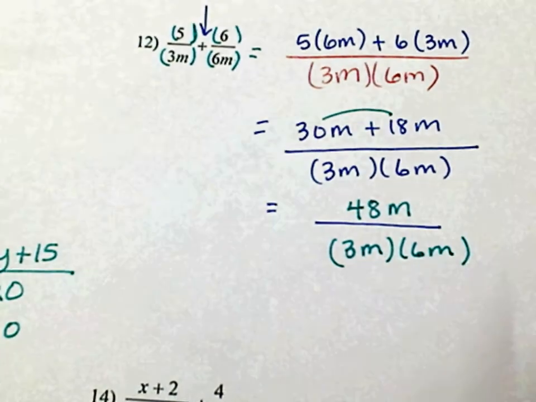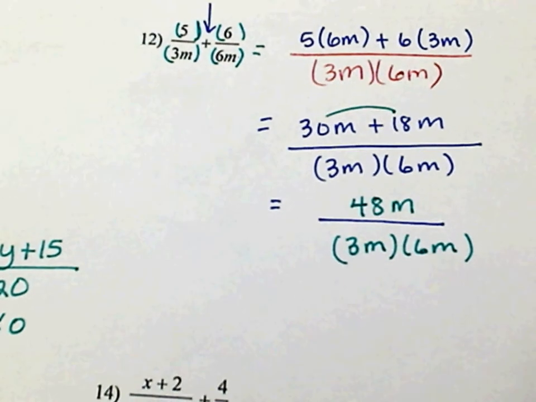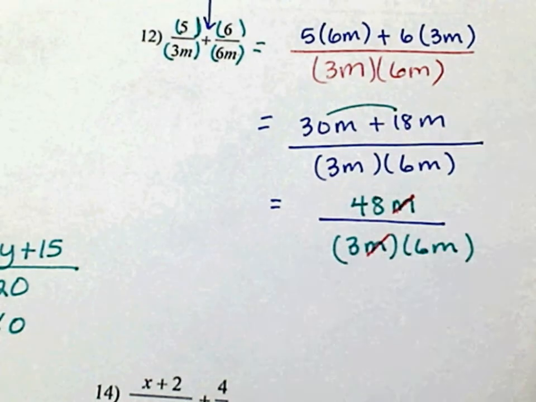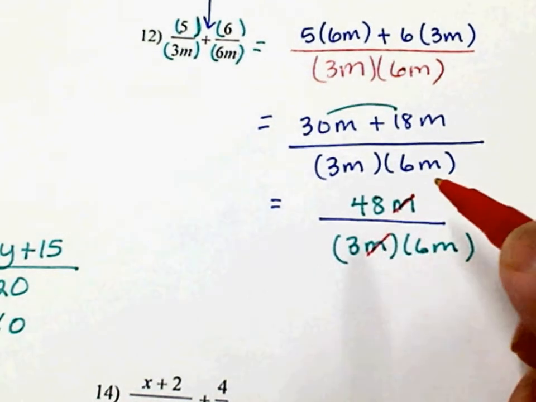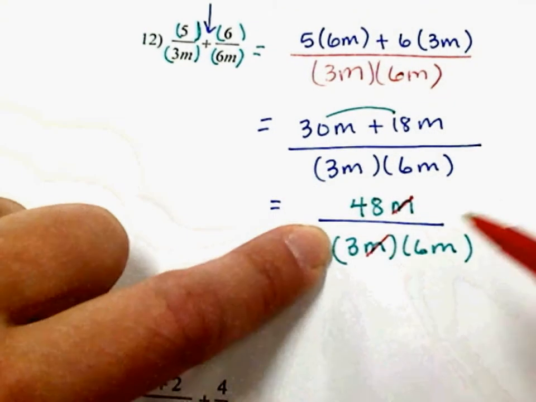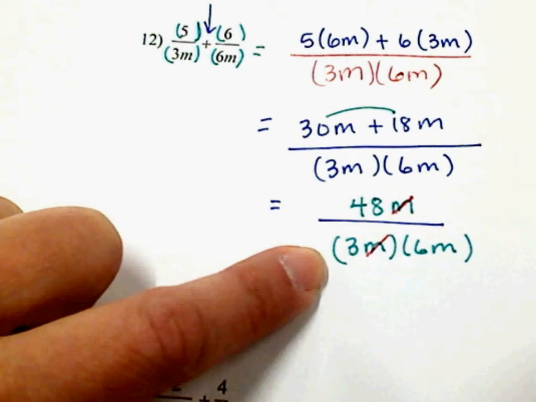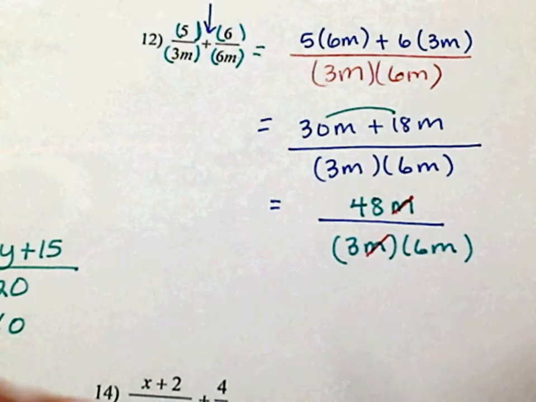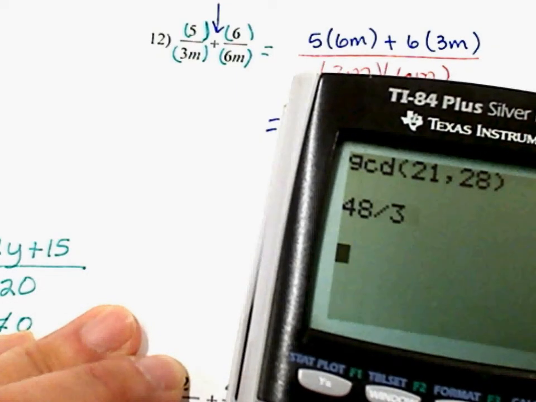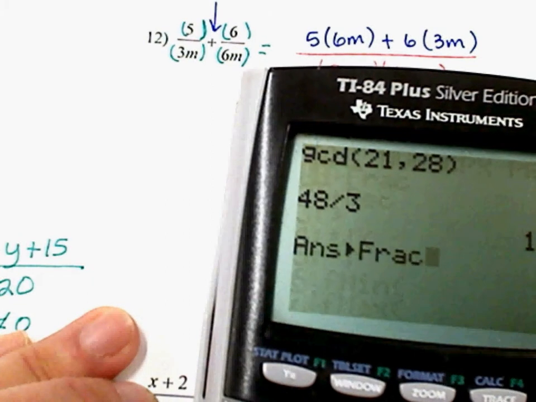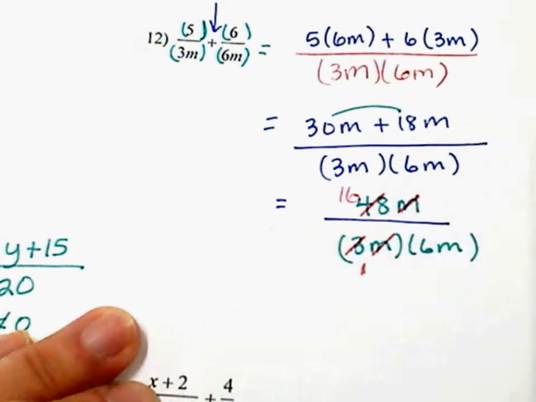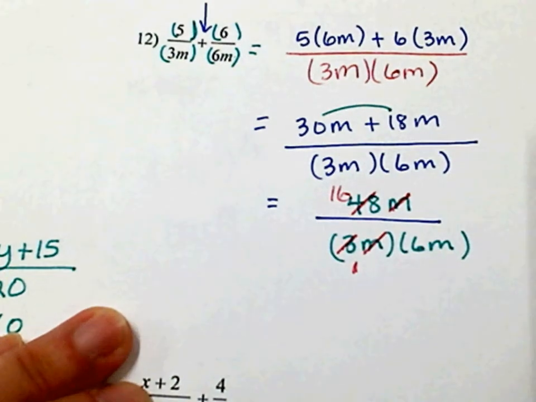Okay? Do you see anything I can cancel out? How about the m? Isn't that 3 times m? Isn't that 3 times m? Aren't you multiplying? How about the 48 and 3? Can I simplify that? Can I simplify 48 and 3? Get on your calculator. Let's see. 48 divided by 3. Math frac. 16. So that's the same as 16 over 1. Isn't that right? Okay.